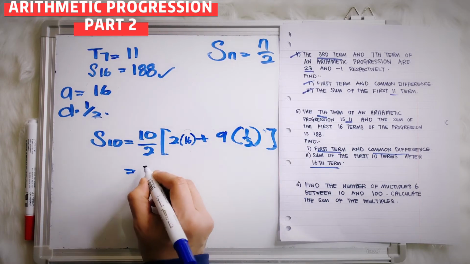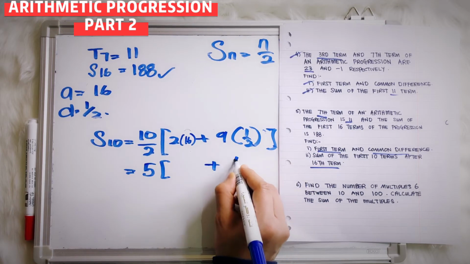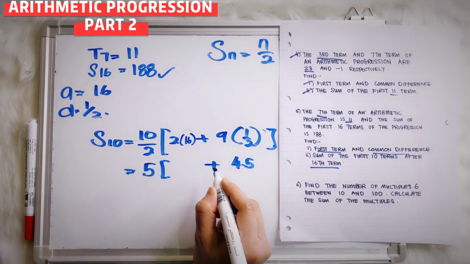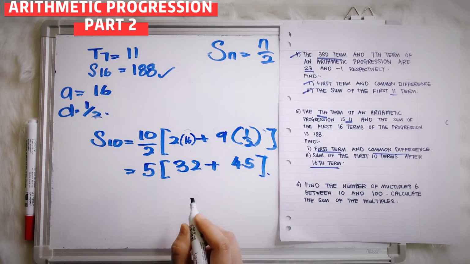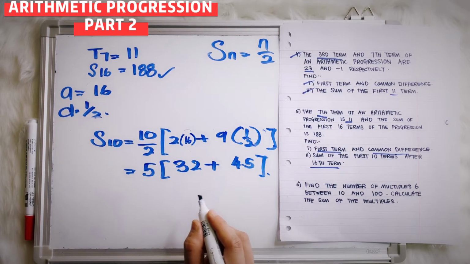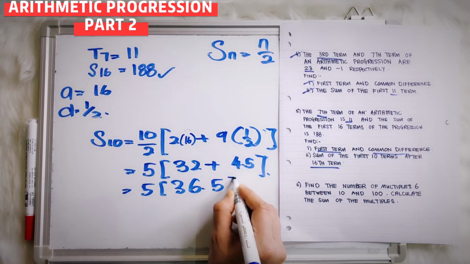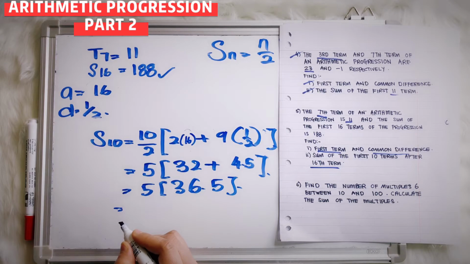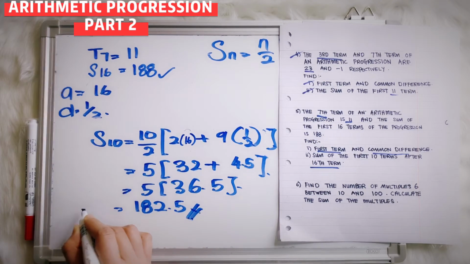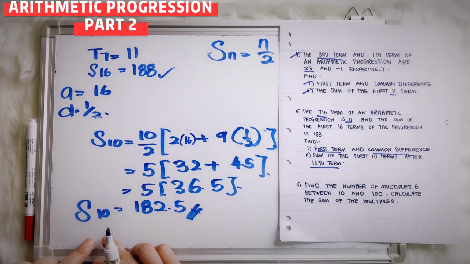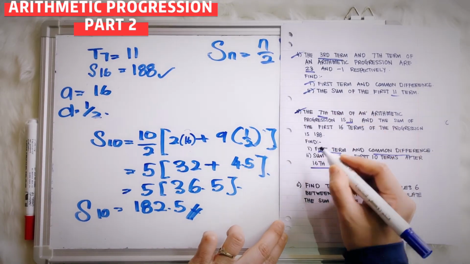So 10 divided by 2 is 5. Here 9 times a half is 4.5. So 16 times 2 we have 32. So 32 plus 4.5 we have 36.5. We multiply with 5, we have 182.5. So this is our S10 after 16 terms. Alright, okay, settled question number 5.